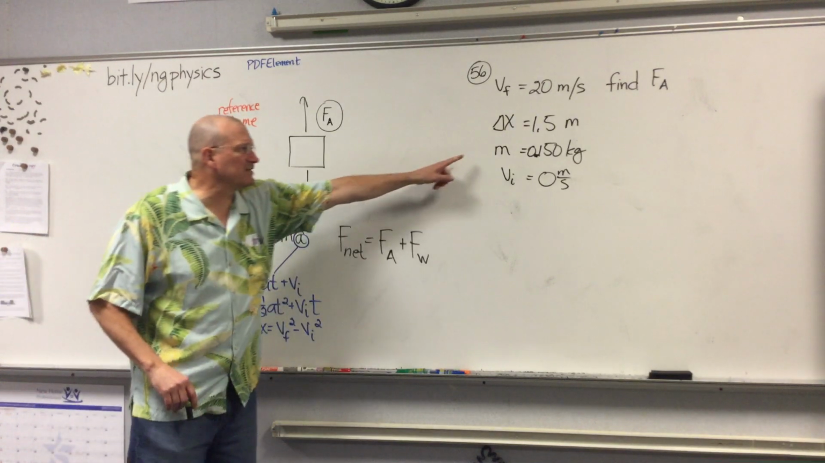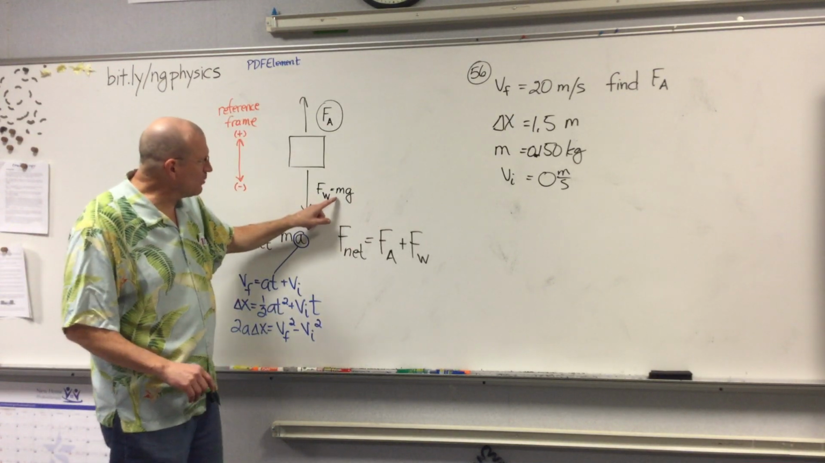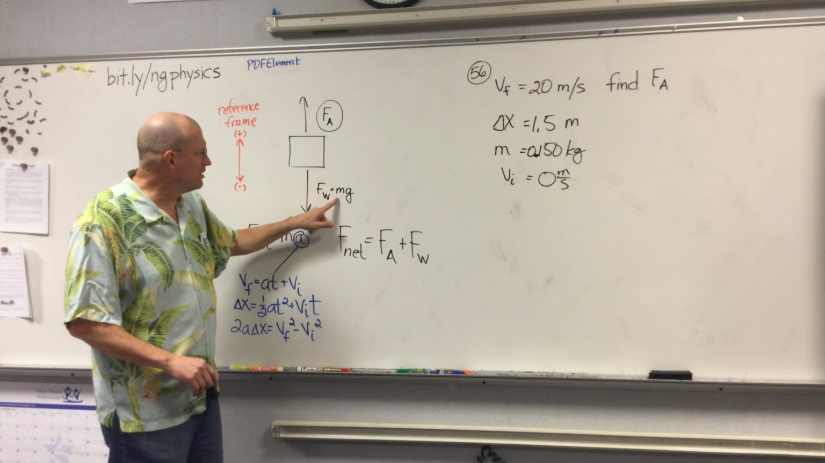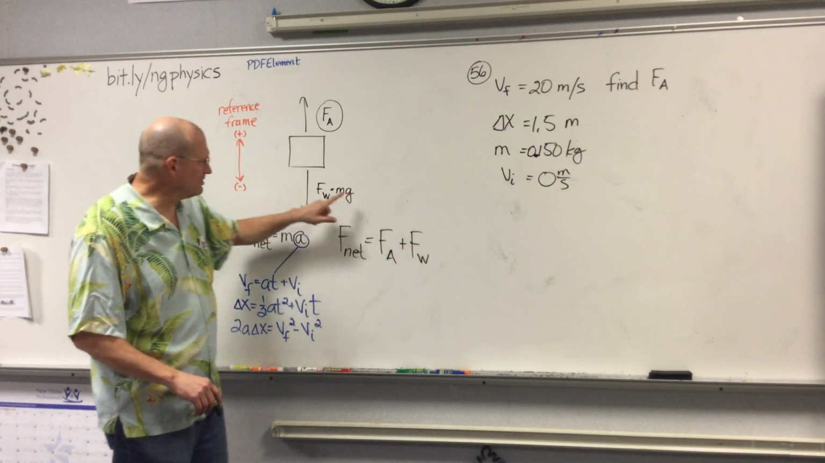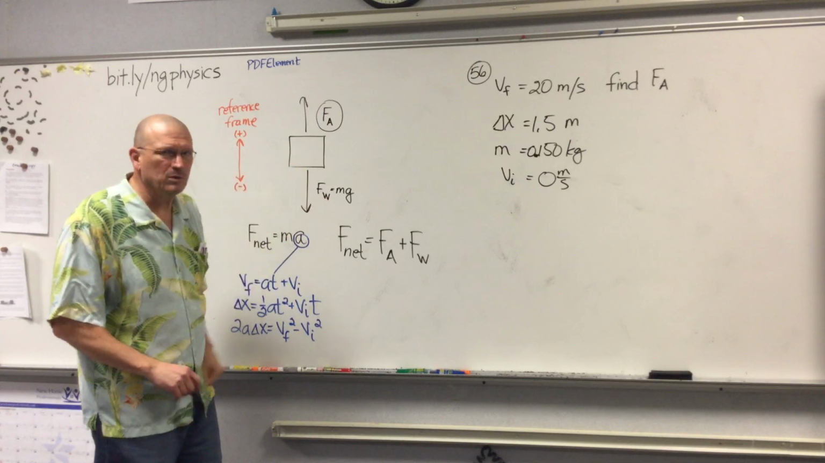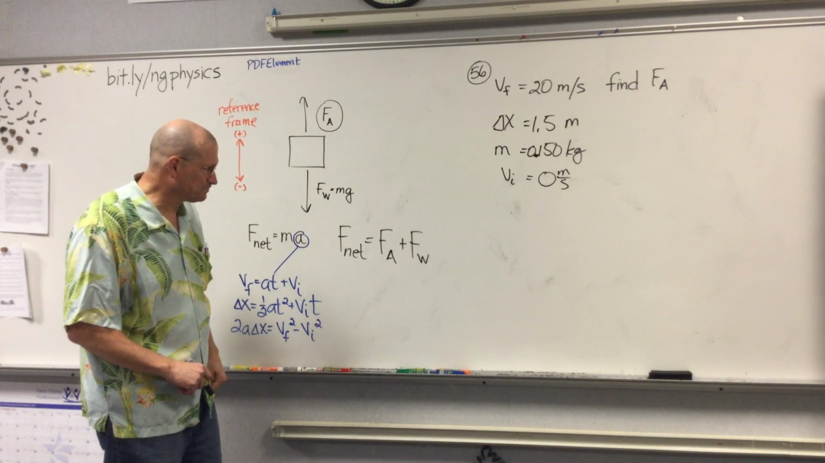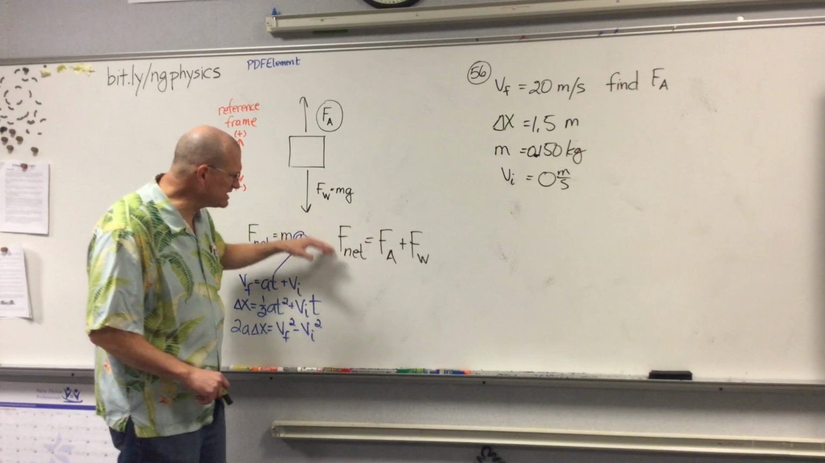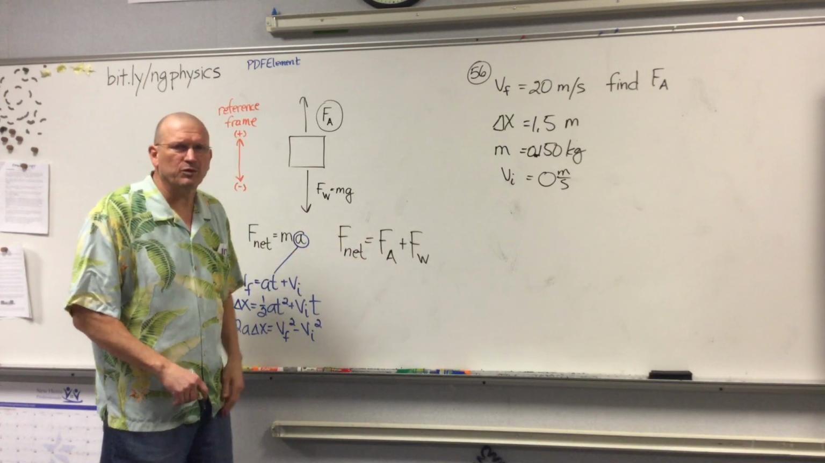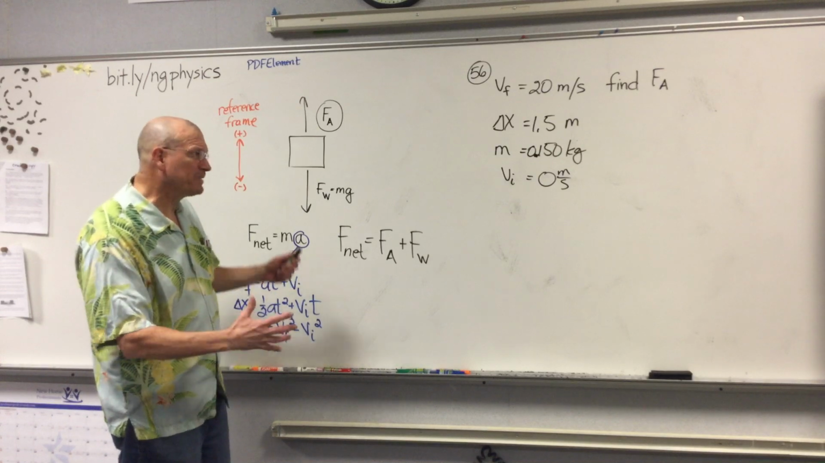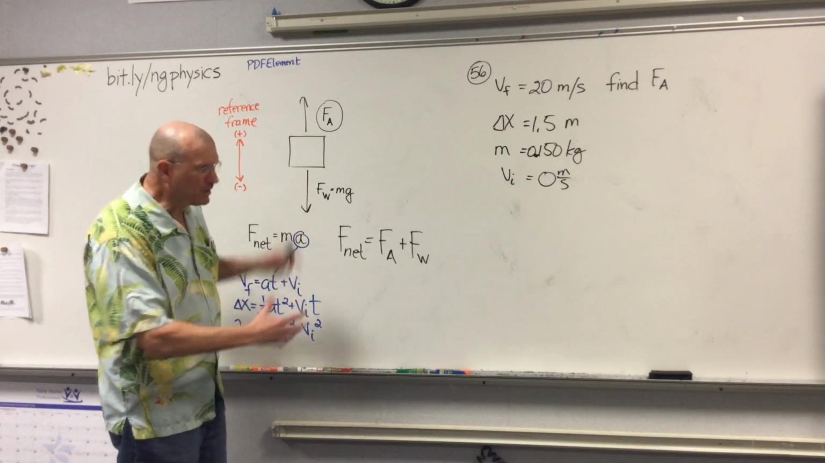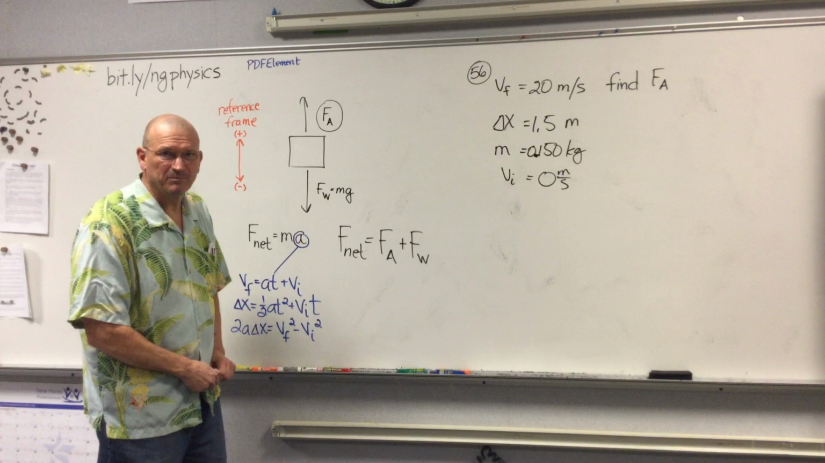And because you are given the mass, you can figure out what the weight of the ball is, and that will go here. Now, as a reminder, the weight is acting downward, so it should have a negative sign. And then you use this equation to solve for the applied force acting on the ball. I hope that makes a little bit of sense for you in putting these pieces together.